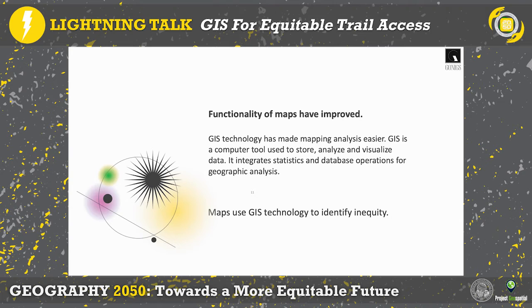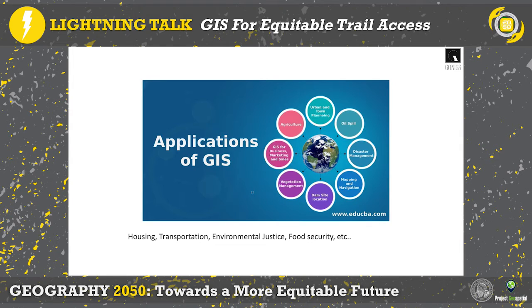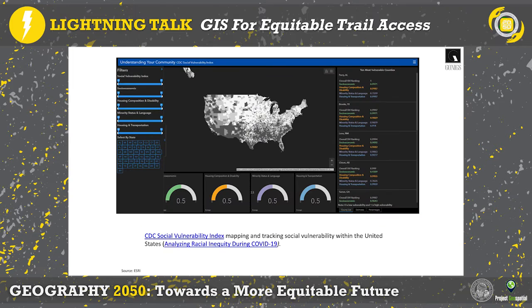Fortunately, the functionality of maps has improved over the years, and with integrating statistics and database operations, we could use all of this kind of analysis to improve trail equity. Like I mentioned, there has been mapping in other places or analysis in other sectors, but we haven't had that much of it. So GIS has been used in so many areas to help improve equity. Even during this COVID era, we realized that the CDC used it to track social vulnerability and to map equity in the US.